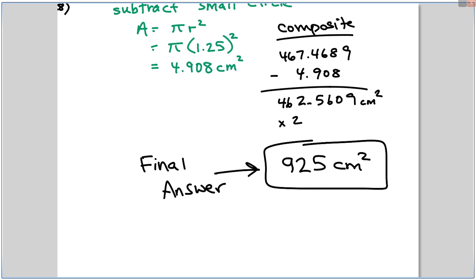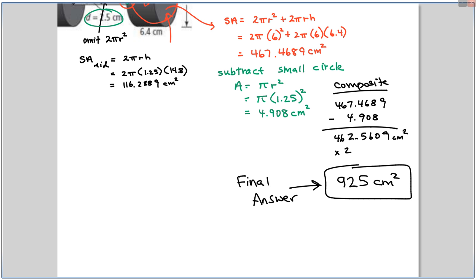Question. Add the other surface area to it. Oh yeah. So the final answer would be a combination of this. Thank you, Mr. Bailey. So sum those. So 116.2389 added to 925, I got like 1041.